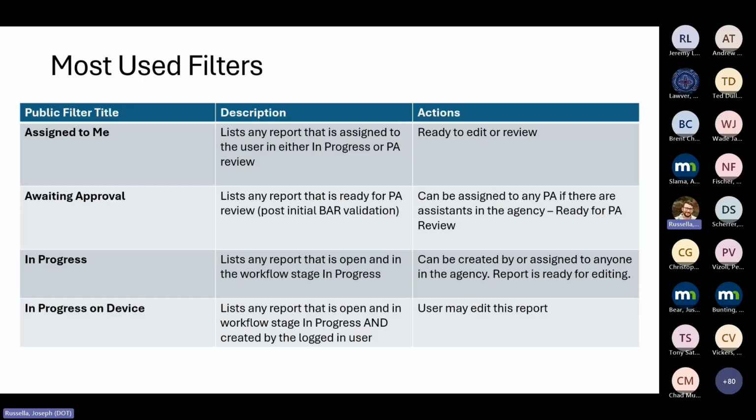So the assigned to me filter, it lists any report that is assigned to whoever's logged in to that account. And this will show either in progress reports or reports that are waiting for review as well. Awaiting approval, so it's just that. It lists any report that's ready for PA review. If it's an agency that has assistant PAs, it could be listed here as well. So it might not only be the logged in user, but you can see all the reports that are awaiting approval for that agency.